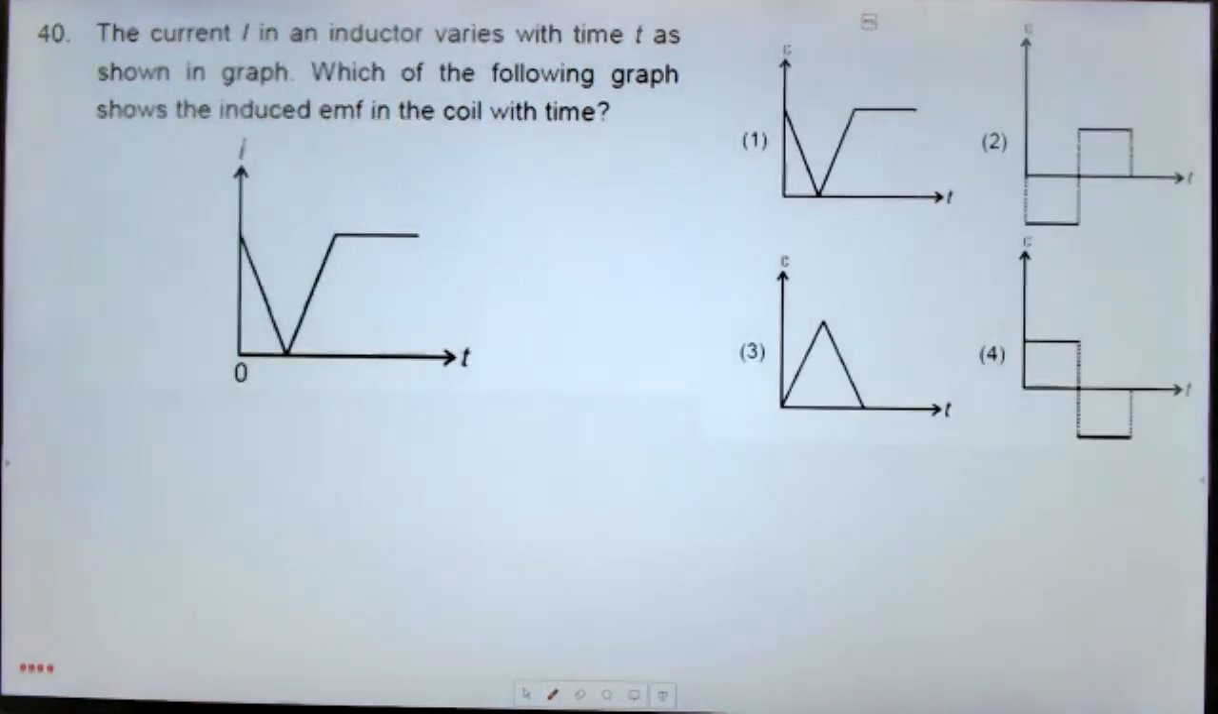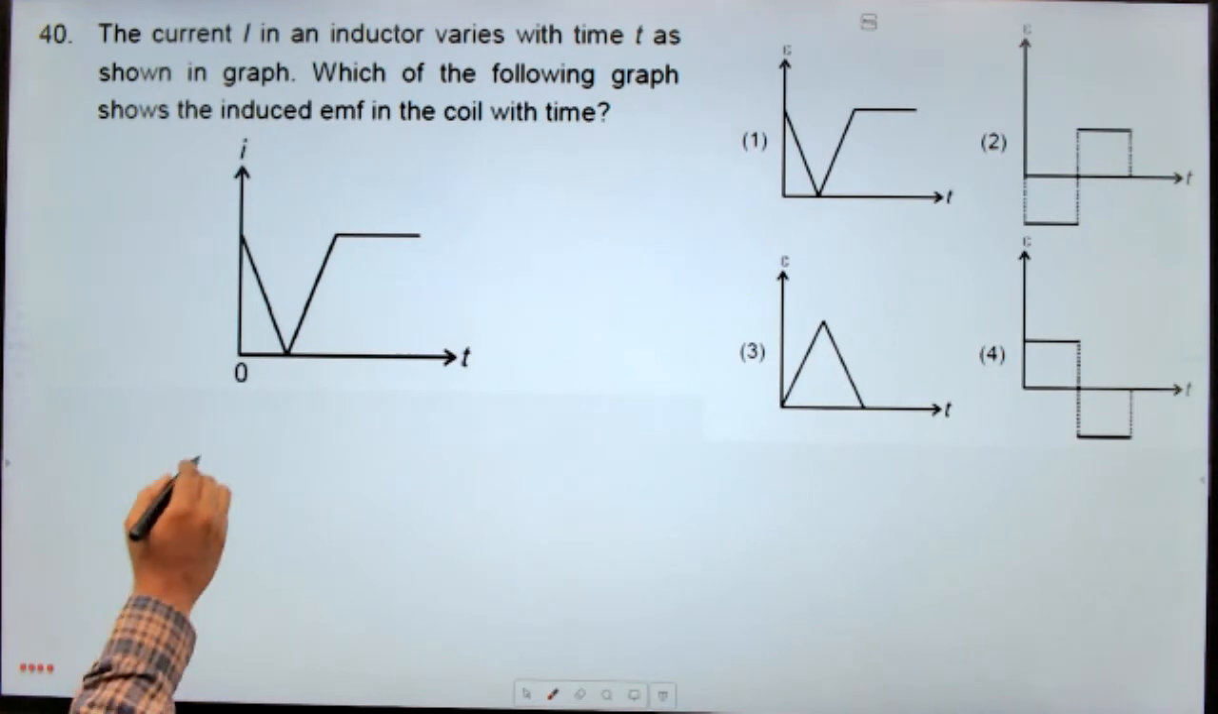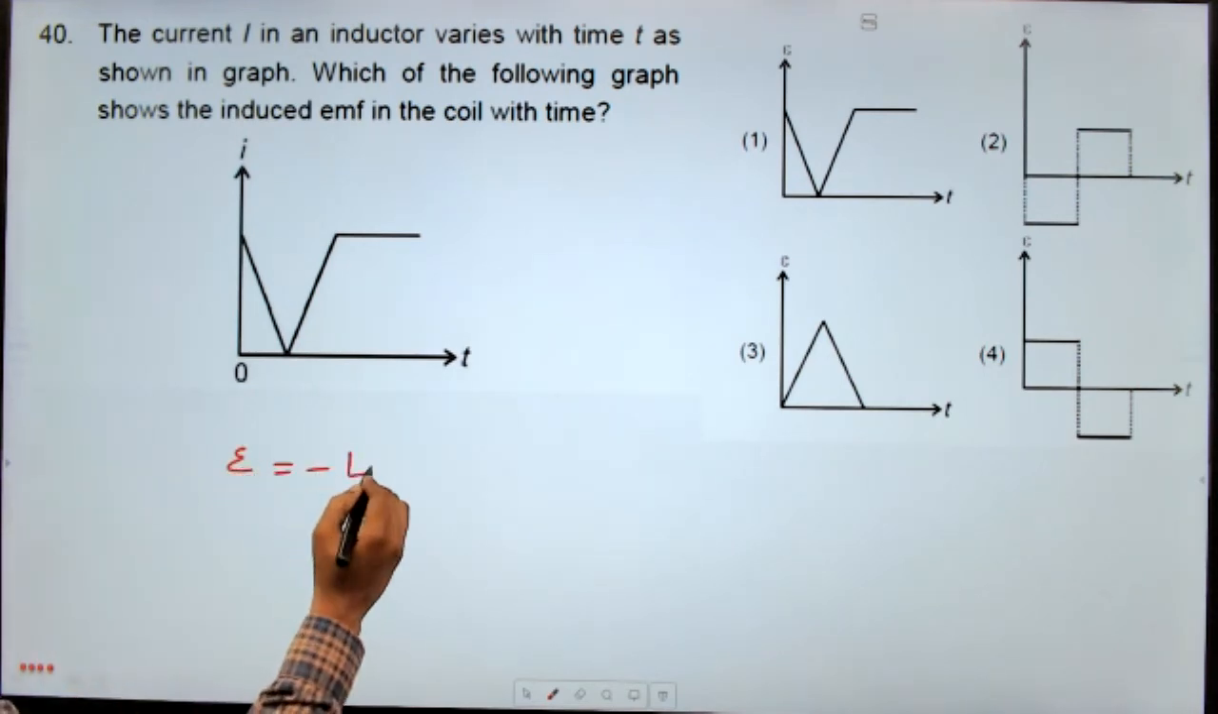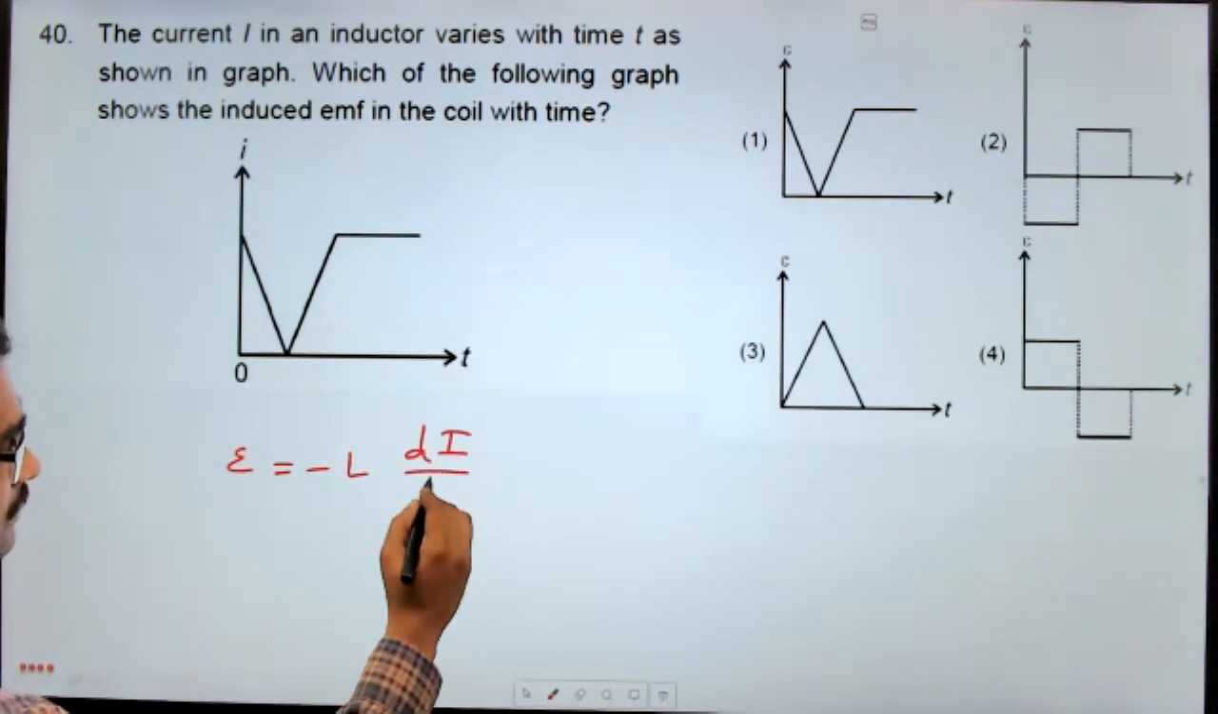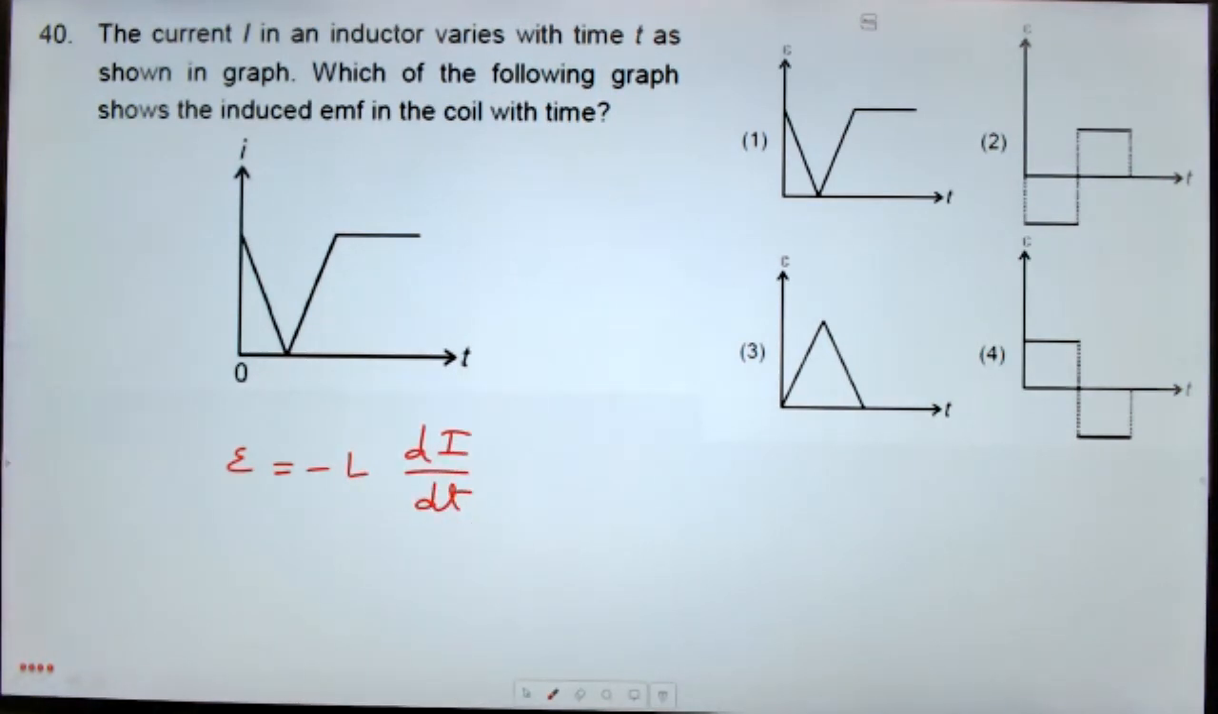I'll go with the next one. Here the current I in an inductor varies with time as shown in the graph. Which of the following graphs shows the induced EMF? Induced EMF formula: E = -L di/dt.